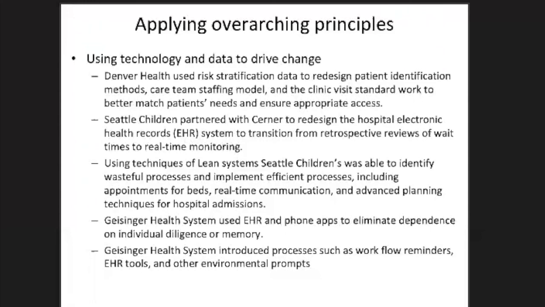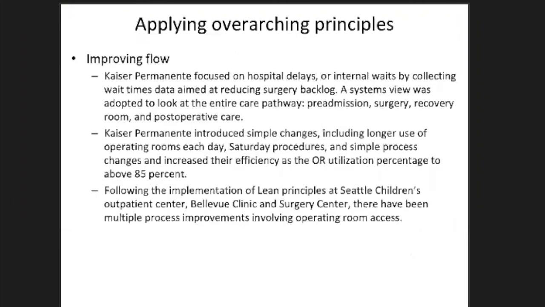Essentially, they have broadly categorized their activities under big ideas, like using technology as one way through which they have managed schedules. You'll see that different systems have talked about things like risk stratification of patients. Using technology, they're able to do that. They are then able to create a care team staffing model. In the case of Geisinger Health System, they've used the EHR and phone apps to eliminate dependence on individual diligence or memory. Doug was mentioning the apps situation in his system as well. So there are a lot of examples that emphasize how scheduling is done in these different organizations.